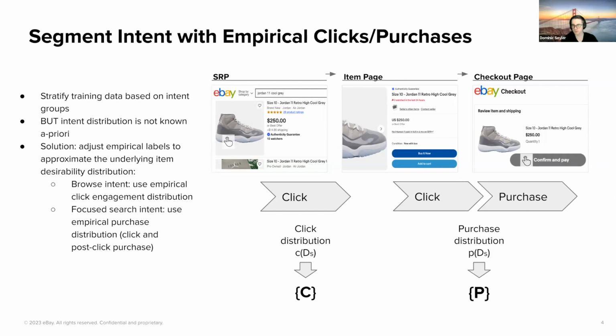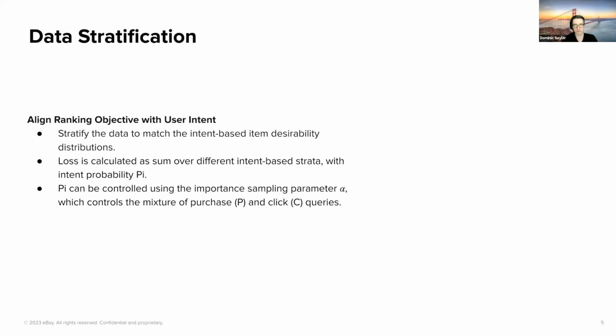Similarly, we can estimate our purchase distribution P using all the clicks that actually led to an eventual purchase. You can imagine this set C is much larger than P, because P is basically a subset of C for all items that have received a purchase. So the way we stratify our data to match the intent-based desirability distribution is as follows. We calculate our loss function L as a sum over different intent-based strata with intent probability PI. And PI can be controlled using what we call the importance sampling parameter alpha.